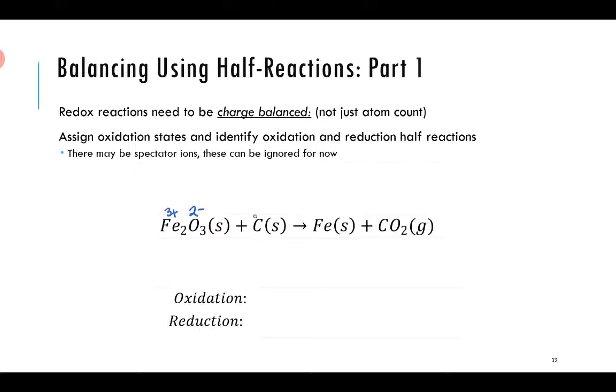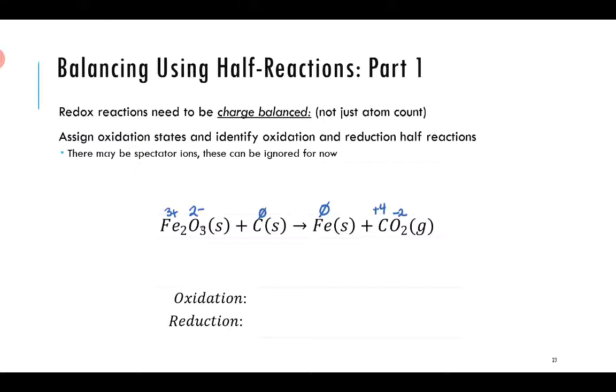Now we can go over to carbon. Carbon is a pure element, no charge. It's a solid. That is 0 oxidation state. Iron, similarly, no charge written. That's a 0 oxidation state. In carbon dioxide, each oxygen is 2-, and so 2 times -2 is -4. We have 1 carbon to counteract that, and so our carbon has to be a +4 oxidation state.